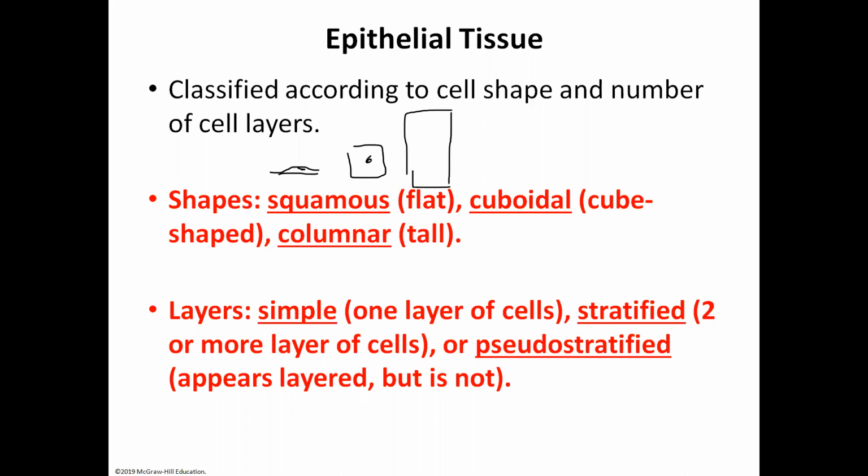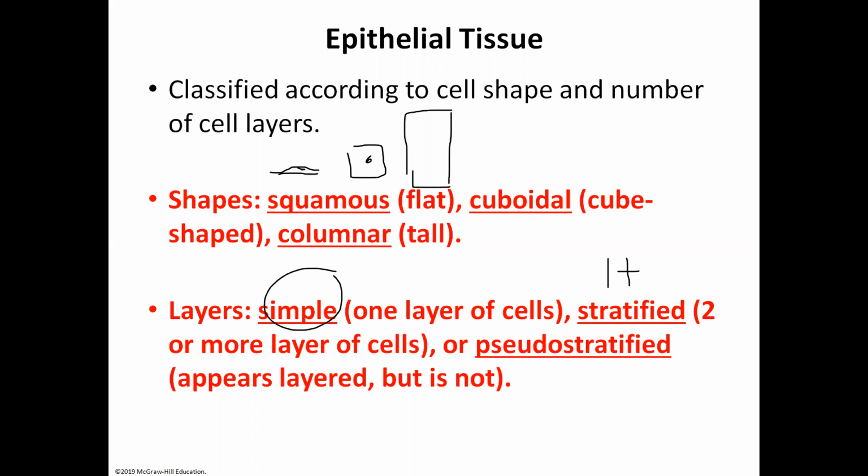Now with layers, this is pretty easy. If you have only one layer, it's going to be simple. Anything over 1 will be considered stratified. So if it has 2 layers, it's stratified. If it has 25 layers, it's stratified. So you can end up with simple squamous, simple cuboidal, simple columnar, or you can have stratified squamous, stratified cuboidal, stratified columnar. If it's 1 layer, it's simple. If it's stratified, it's more than 1 layer.